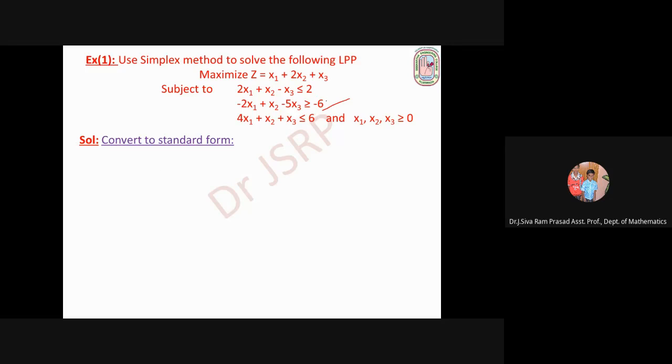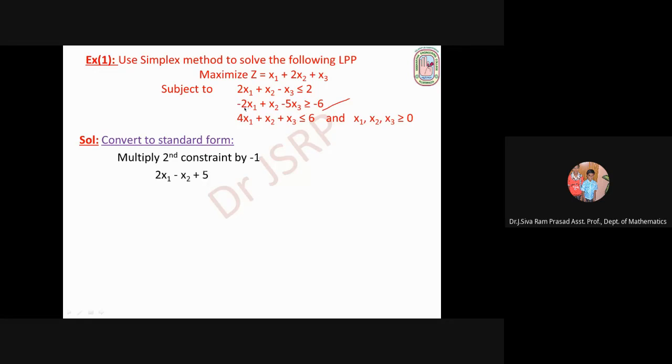Okay, so first we have to make the right hand side positive in the second constraint. So we make it by multiplying with minus 1. So multiply second constraint by minus 1. Okay, what do we get?